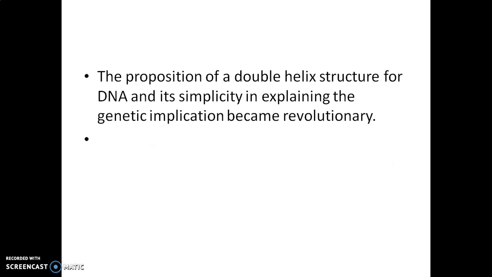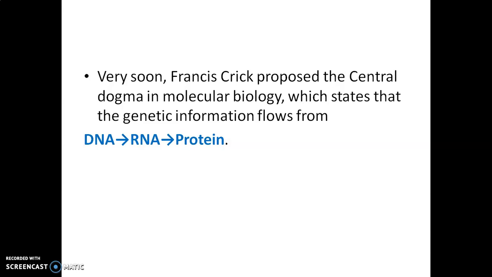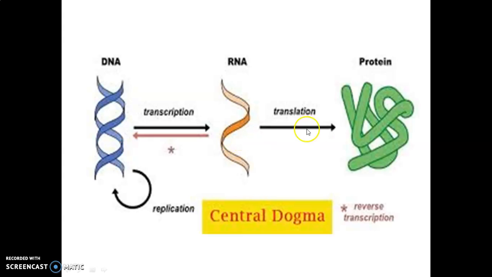Okay, children? The proportion of the double helix structure for DNA and its simplicity in explaining the genetic implication became revolutionary. Very soon, Francis Crick proposed the central dogma in molecular biology, which states that the genetic information flows from the DNA to RNA, then to protein. The DNA undergoes a process known as transcription, and a single-stranded RNA is formed. It undergoes another process, translation, and proteins are formed. This is the central dogma of molecular biology.